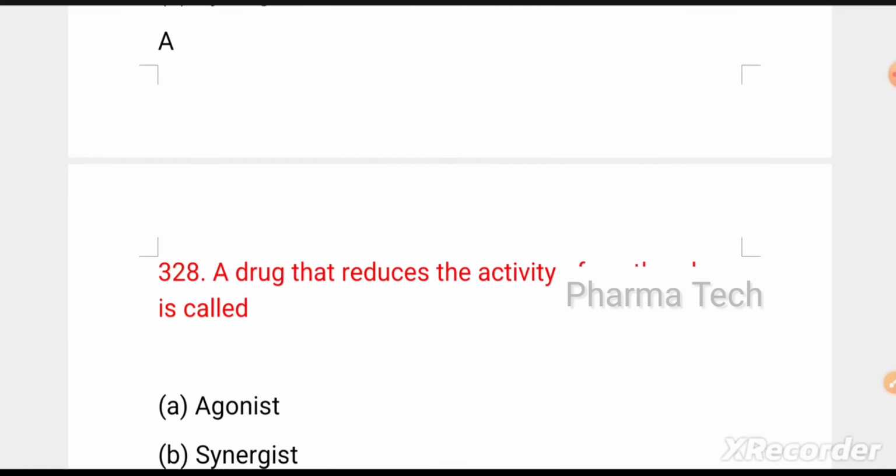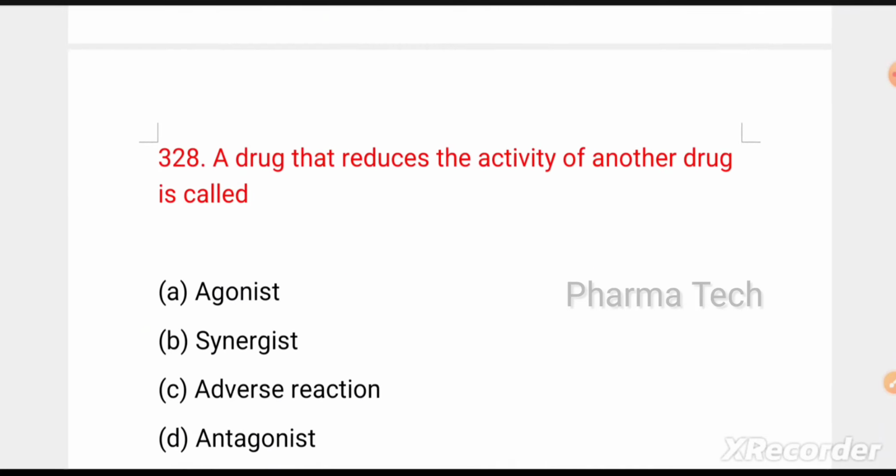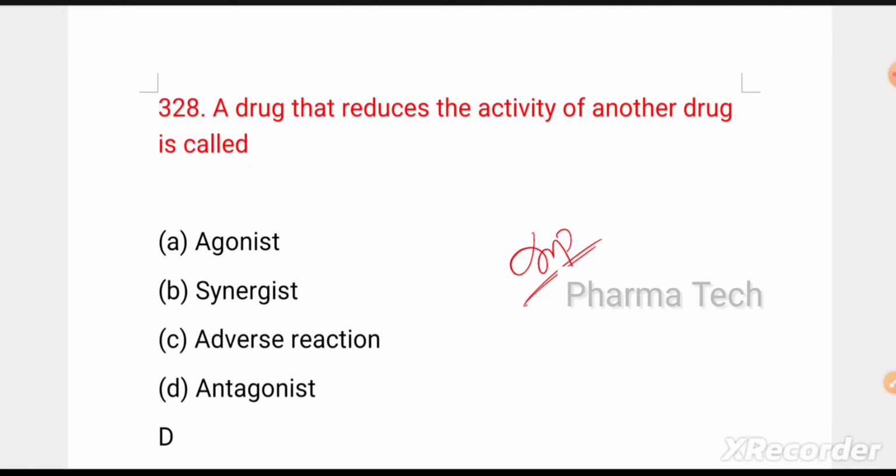Next question: a drug that reduces the activity of another drug is called? Most important and repeated question. Options are agonist, synergist, adverse reaction, antagonist. Answer is D, antagonist. The drug that reduces the activity of another drug is called an antagonist.